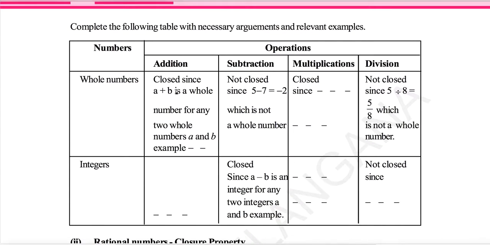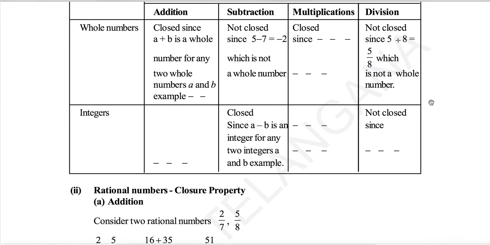Whole numbers are closed under addition. A plus b is a whole number for any two whole numbers a and b. Example, you can give any example: 2 plus 4, 0 plus 3, like that. Subtraction is not closed. If you do 5 minus 2 you will end up getting minus 2, which is not a set of whole numbers. Multiplication is closed. Whatever you multiply, 2 into 3, 3 into 5, 0 into 2, every time you end up getting whole numbers. Division is not closed because you may get a fraction of this sort, and that is not a part of whole numbers.